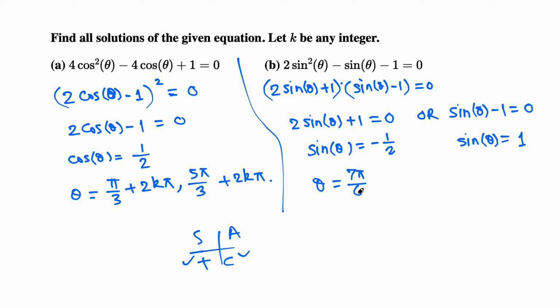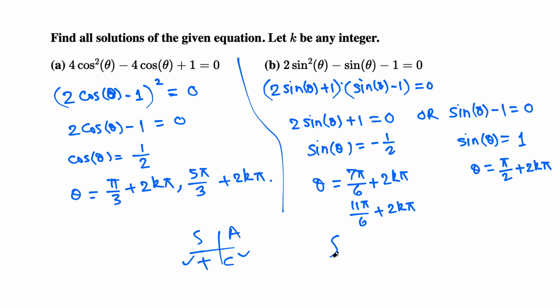7 pi over 6, and we add multiples of 2 pi, so 2k pi. And in the fourth, 11 pi over 6 plus 2k pi. Okay, thus here sine theta is 1 at 90 degrees, so theta is pi over 2 plus, we can repeat multiples of 2 pi, 2k pi. So from here to here, just review previous 3 examples. So these all, this one, this one, and this one are solutions.